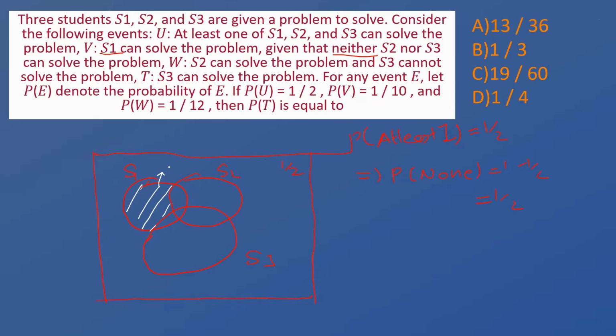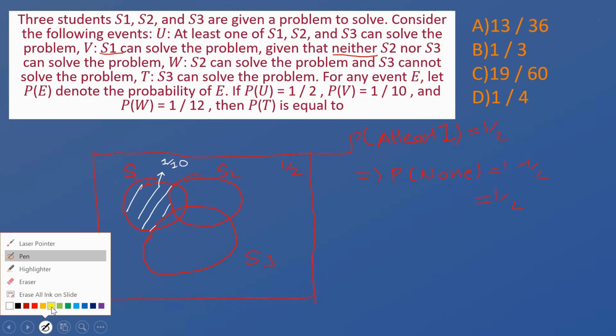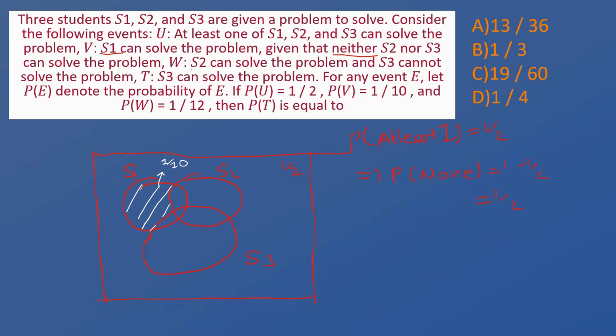Next, I moved on to the third statement. S2 can solve the problem and S3 cannot. I underlined this part as well, and then shaded the S2 circle in green, making sure to avoid overlap with S3. I annotated this probability 1 by 12.